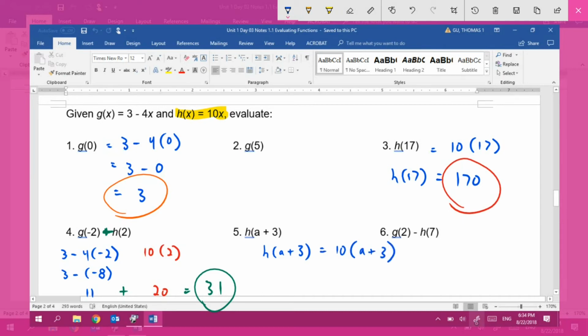So all I have to do here is distribute 10 times a and 10 times 3. What is 10 times a? That's going to be 10a. And then what is 10 times 3? That's 30. So my final answer here is 10a plus 30. H of a plus 3 equals 10a plus 30. There it is. Oh my goodness. I'm so good at this.